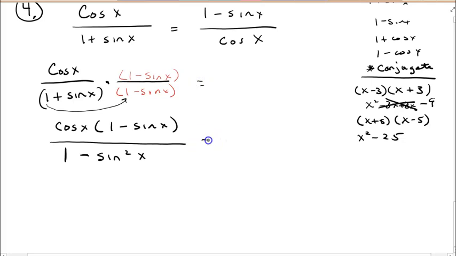All right, let's stop and think about what we did so far. We multiplied by the conjugate. All right, did the multiplication here. I did not distribute the numerator. Again, you'll see why in a second. Well, what is 1 minus sine squared x?